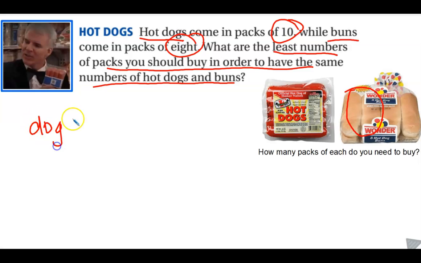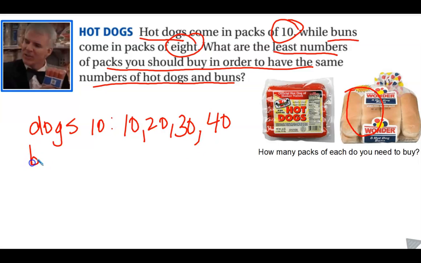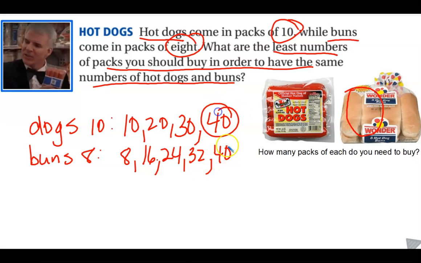Okay, so here we go. I'm thinking dogs come in packs of 10, so I just skip count by tens: 1 pack, 2 packs, 3 packs, 4 packs. And if I look at the buns, they come in packs of 8. So I've got 8, 16, 24, 32, 40. So what I need to do is buy 40 hot dogs and 40 buns.